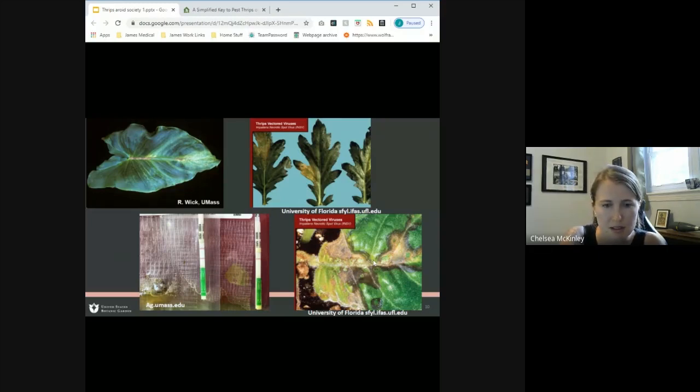Oftentimes with viruses, you'll also get these really defined lines of where the virus is, and you kind of get concentric circles or spotting and things like that. And it doesn't necessarily get soft or mushy like with, say, a bacteria or a fungus. It just kind of dries up and is presented sporadically throughout the plant.